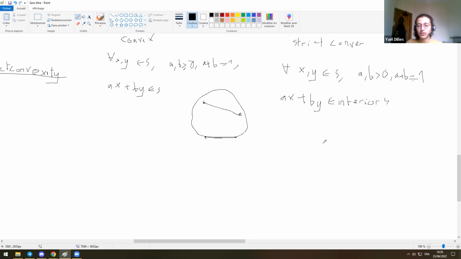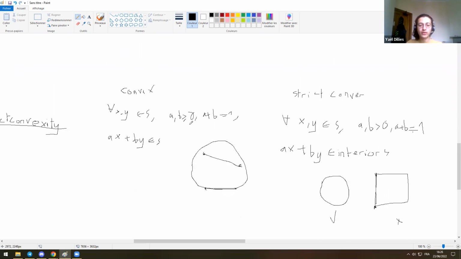So the picture is that, for example, the circle is strictly convex. If I can draw it properly. But the square isn't. Because if we take these corners, for example, then the entire segment doesn't lie in the interior. So convexity is really just a property belonging to vector spaces. Strict convexity is something about the topology as well.